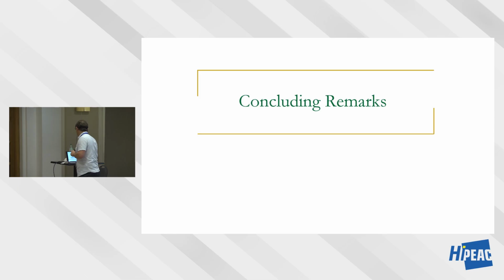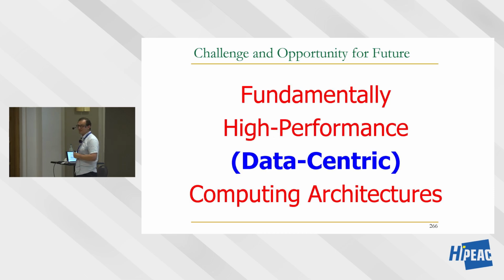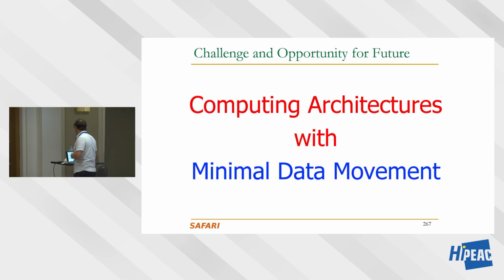Okay, let me conclude. I think hopefully it's clear that we need to design fundamentally energy efficient architectures, and I think they need to be data centric. We need to design fundamentally high performance architectures, and I think they also need to be data centric. So data centric architectures, memory centric architectures are really common for both performance and efficiency, and also sustainability, I think. And I think also security and robustness, but I don't want to add that yet over here. So we need to minimize data movement in our systems.